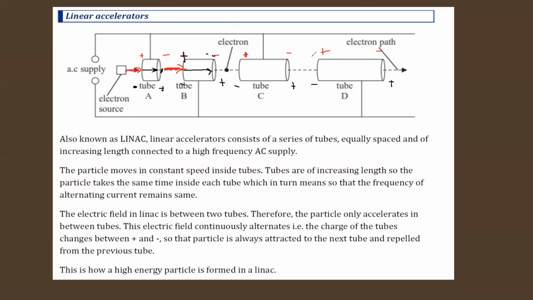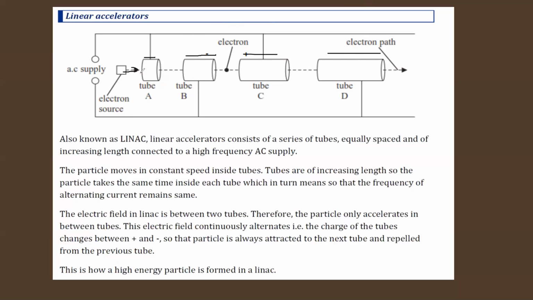In each tube, the electron will take the same time. Even though you can see the length is increasing, the electron will take the same time to cross each tube, so that it will receive the same potential every time it comes out from the tube.